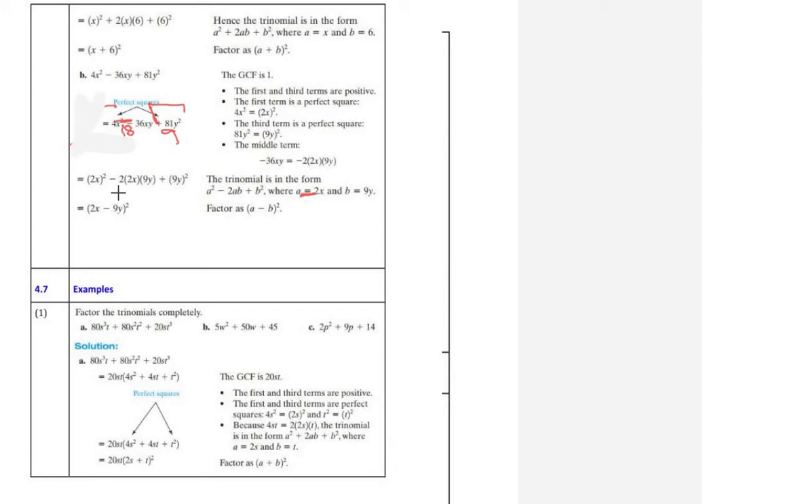Okay. So the square root of the 4 is 2. The square root of the 81 is 9. The 2 times the 9 gives me my 18, you see. And half the 36 is also giving me my 18. So now I know this is definitely a perfect square.